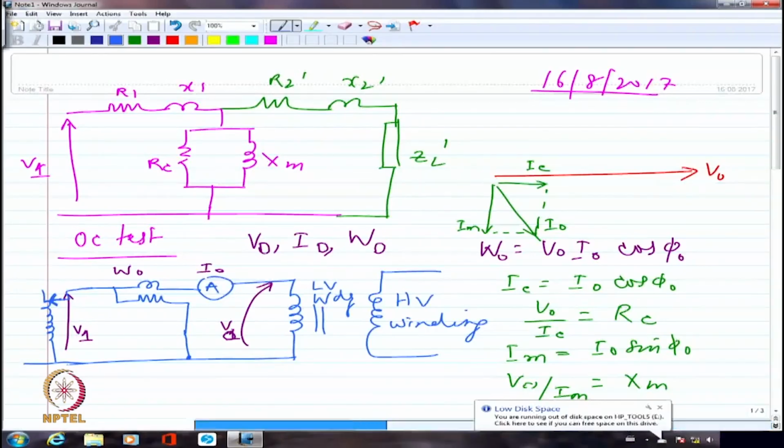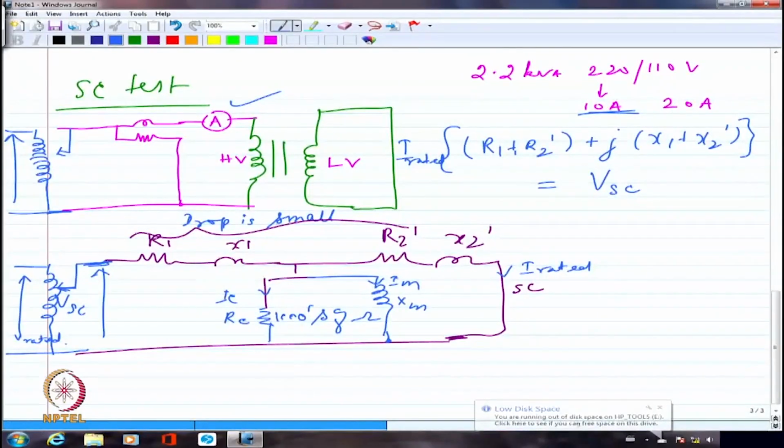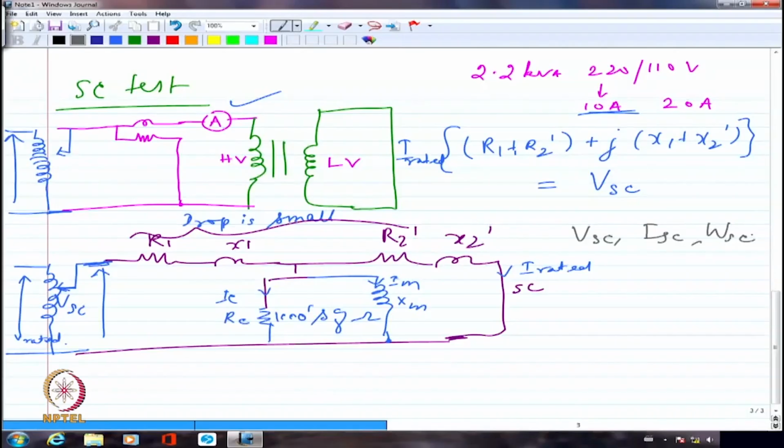So let us look at now the short circuit test calculations. I am going to have VSC, ISC and WSC. WSC will give me only the real power quantity, which will be very clearly ISC square multiplied by R1 plus R2 dash. Only two resistances are there and only they can dissipate real power. So what I get actually as WSC will be ISC square multiplied by R1 plus R2 dash.